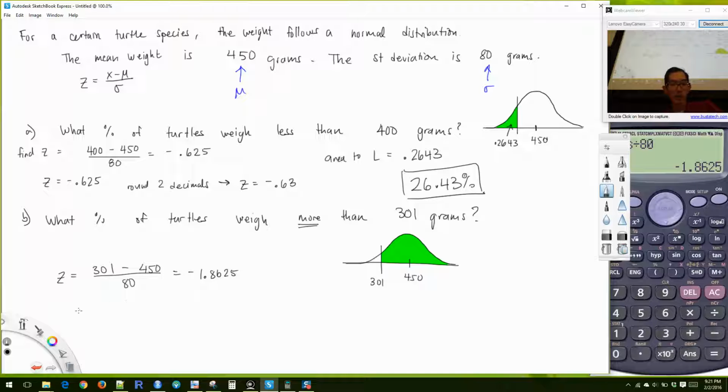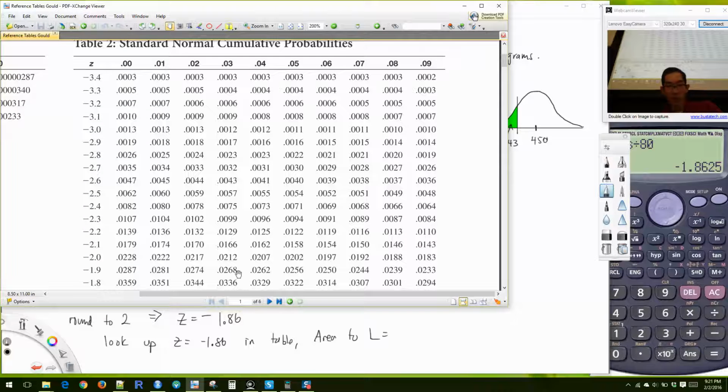Okay, and so here, again, I always have to round to 2 decimal places. And so that leads me to z equal to negative 1.86. We look up z equal to negative 1.86 in the table, and we get the area to the left of negative 1.86 is 0.0314, right? When z is equal to negative 1.86, I have 0.0314.